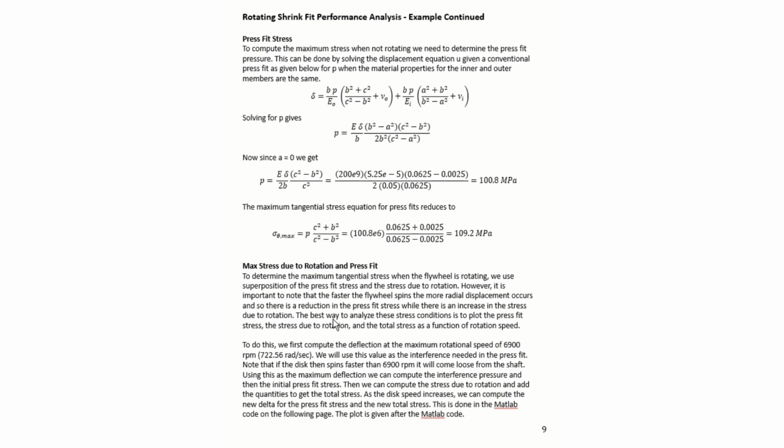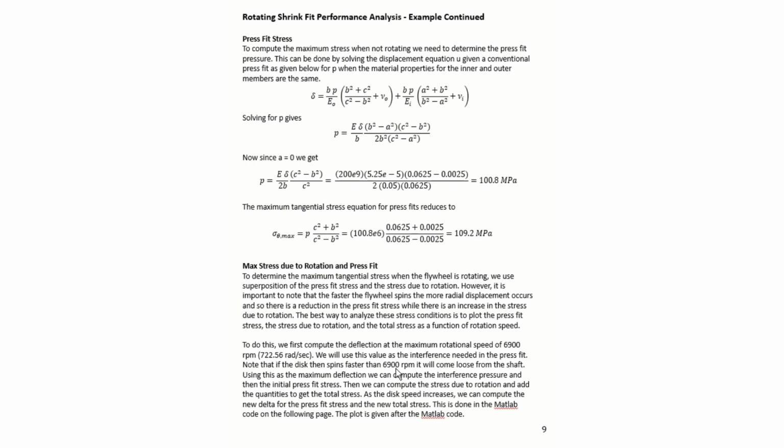The best way to analyze this type of stress situation is to use MATLAB and make plots as a function of the speed. And typically, since omega squared is used in the equations, we plot the results as a function of omega squared. To illustrate how we do this, we first compute the deflection at the maximum rotational speed of 6,900 RPM. Then we'll use that value as the interference needed in the press fit, so that if we were to spin this disk right at 6,900 RPM, we would just about be coming loose from the shaft.